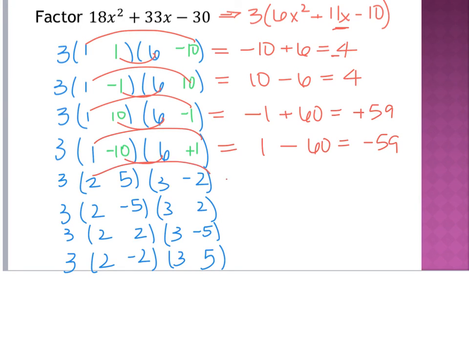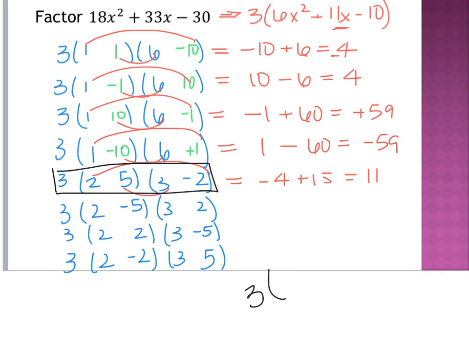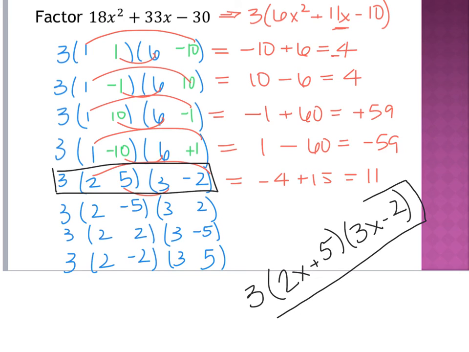My outside term here will give me a negative 4. Inside will give me a positive 15. And here I actually get my 11x, which is what I wanted. So I'm going to go ahead and stop right there. And I see that my factors then are going to be 3 times 2x plus 5 times 3x minus 2. And this right here is my final set of factors.